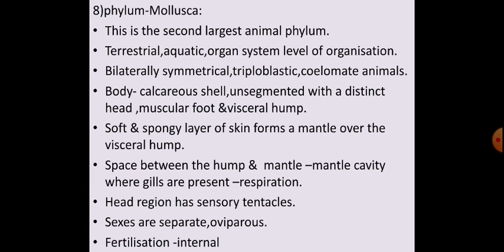Sexes are separate, that is dioecious. There will be a male sex organ as well as a female sex organ. Fertilization is internal, inside the body. They are oviparous. Oviparous means egg-laying animals. These are the characteristic features of phylum Mollusca.